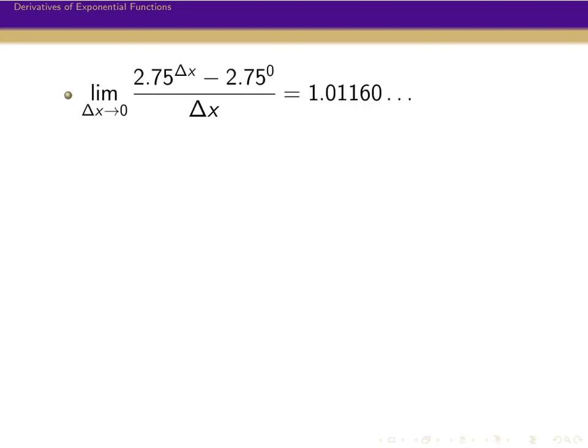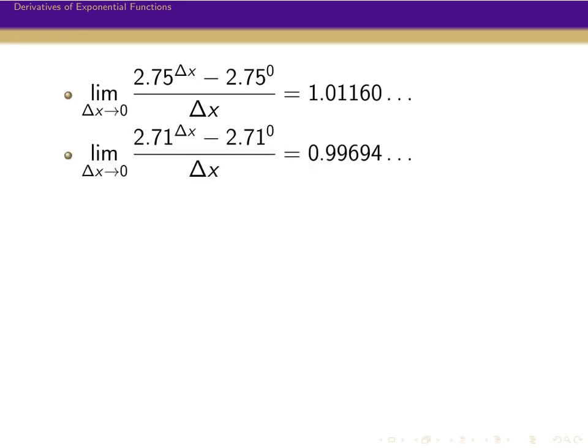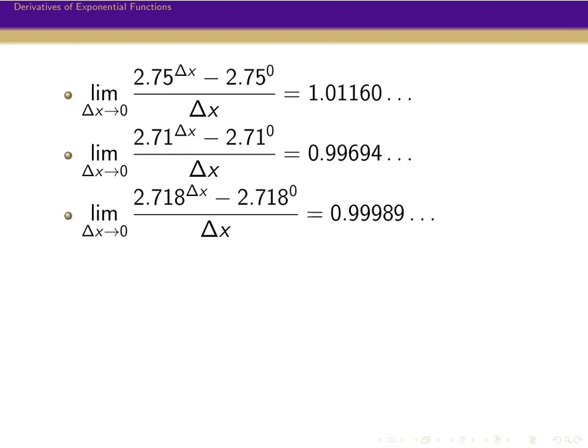Okay, so we're a little bit closer to 3, so maybe let's start off with 2 3/4. So 2.75, we plug in and estimate this limit. We get that it's 1.01160, so that's closer to 1, but a little bit too big. So let's make it a little bit smaller. Maybe let's try 2.71. Now it's 0.9969, so that's really close. That's within a little bit more than 3/1000ths. So let's inch that up a little bit higher. Maybe 2.718. Now it's 0.99989, so that's just a little bit more than 1/10,000th away.